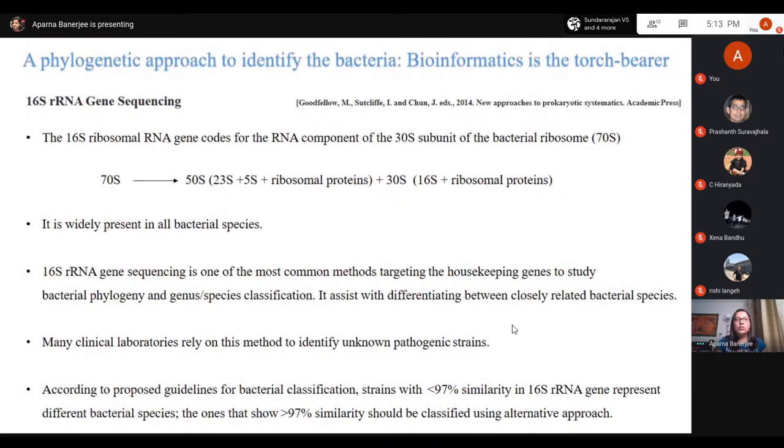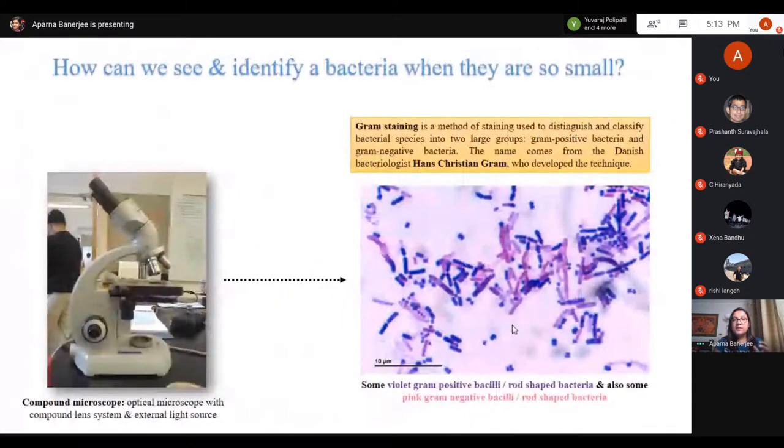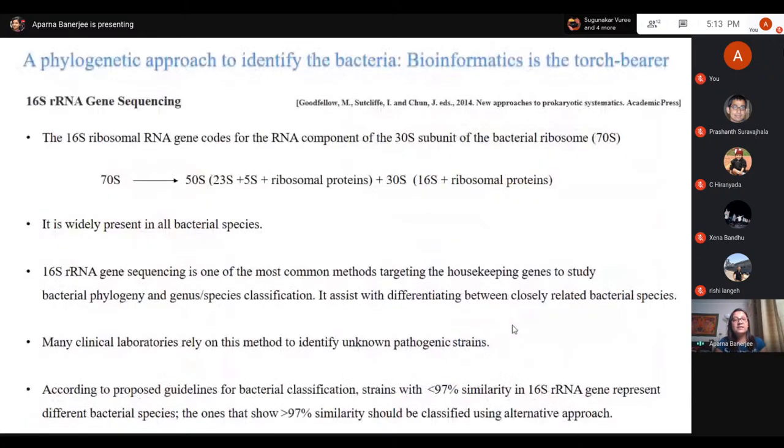For example, we can identify a bacillus from Gram staining. Like we saw in the last slide, in the image there is some violet colored rod shaped bacteria. So they are bacilli, but they can be Geobacillus, Lactobacillus, or different types of bacillus. And how do we differentiate between them? This is where 16S gene sequencing comes in, and it can differentiate between very closely related bacterial species.